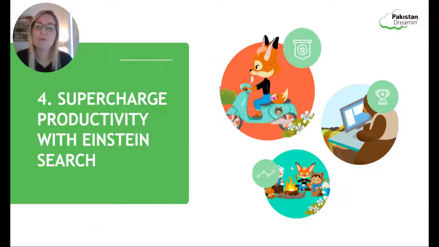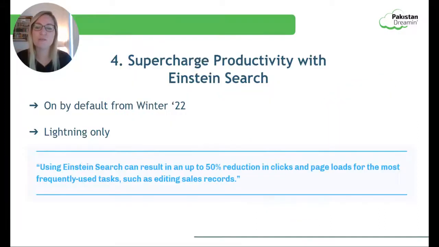Our tip number 4 is to supercharge productivity with Einstein Search. Now, I bring this one up because initially I don't think it got a lot of love and it needed to be enabled, but now it's on by default from Winter '22. It is Lightning only, so if you're still looking for an excuse to move over to Lightning, this is a great reason to do so.